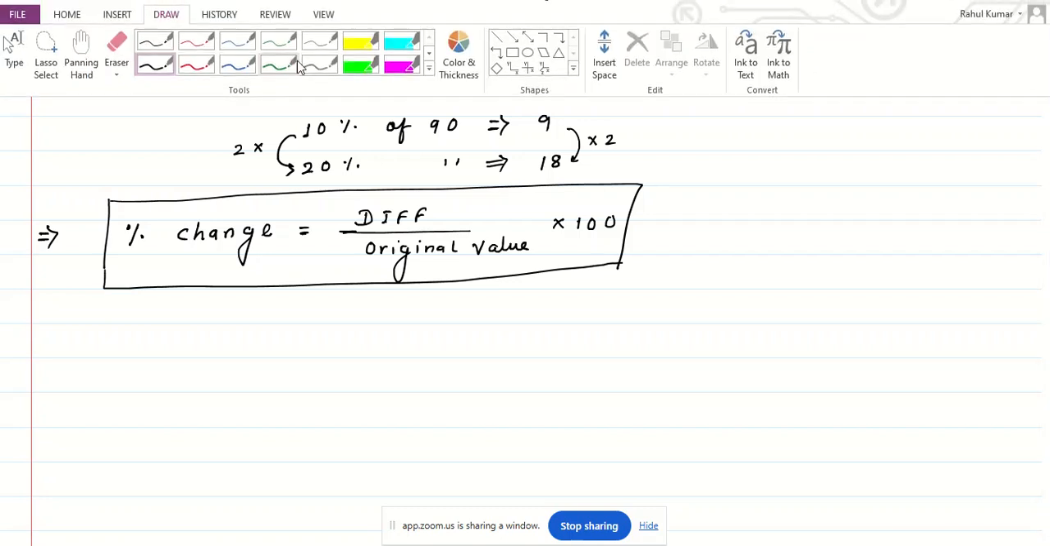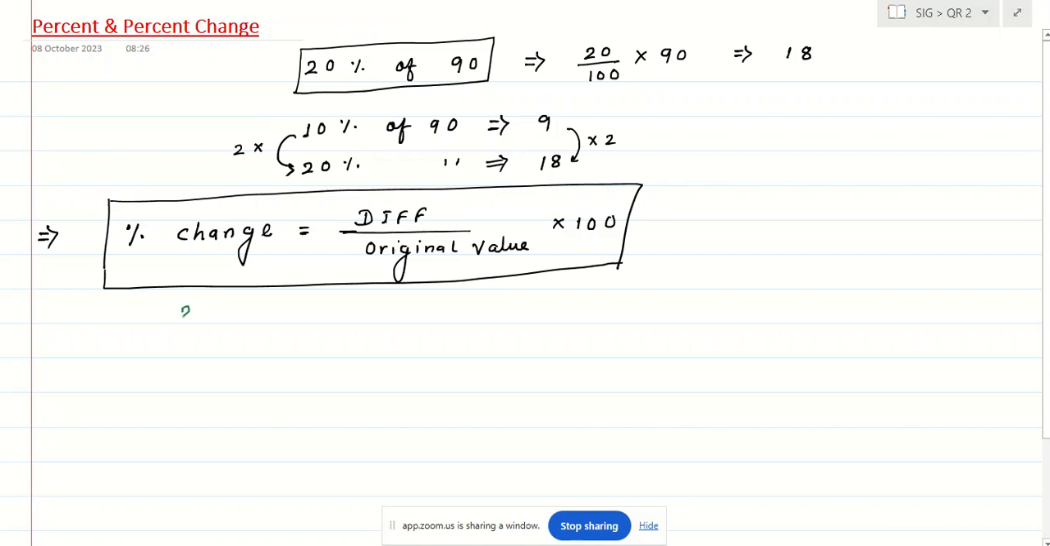Let's look at the example. You understand? Let's say I have a number 28. I have one more number, that is 20. If the question is to find the percentage decrement, tell me how do we do it? Decrement means from where to where? Decrement is from here to here, correct? So how much is the difference here? The difference is 8, right? And what is the original value? 28.